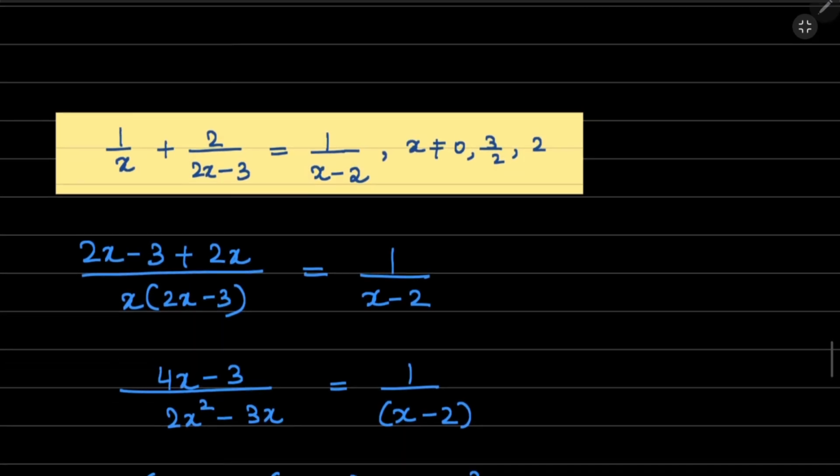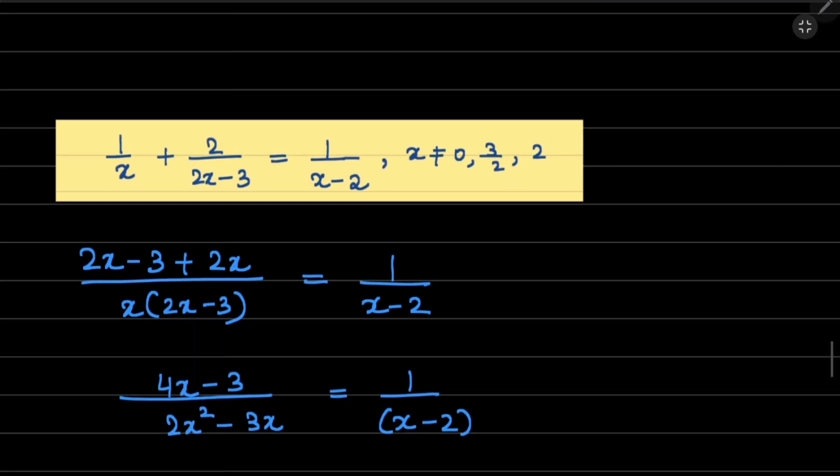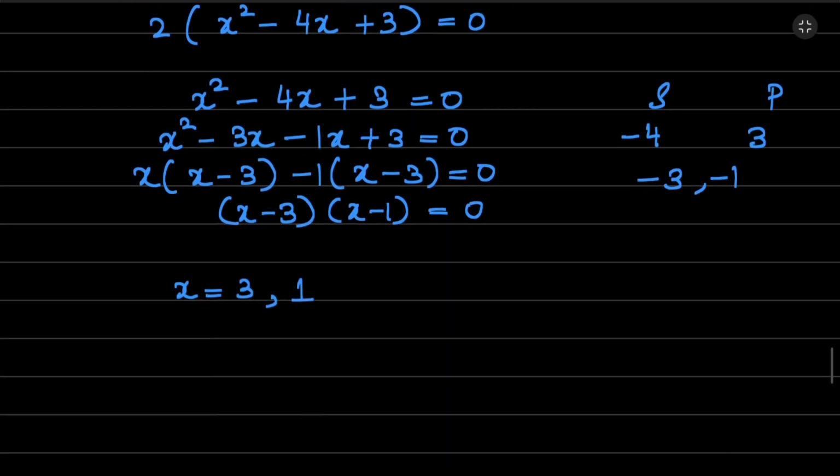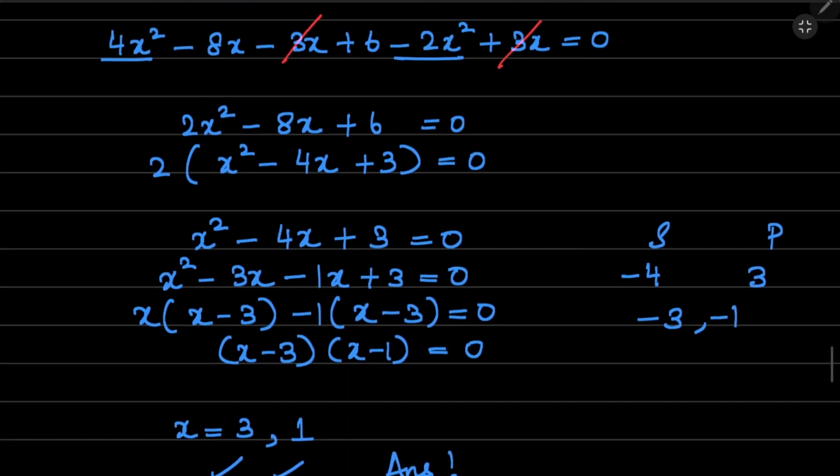Now what is given here? x should not be equal to 0, 3 by 2 or 2. So we are not getting any of the values which are 0 or 3 by 2 or 2. So we have both these roots present. So this is your answer. So the two roots are 1 and 3.